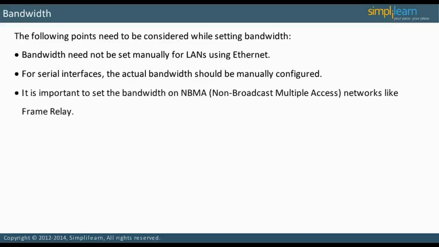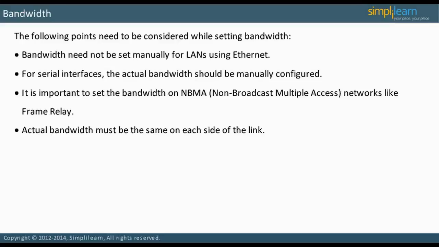It is especially important to set the bandwidth on non-broadcast multiple access NBMA networks like Frame Relay. Here, the access interface bandwidth and the PVC capacity may be different, and there may also be multiple PVCs on one interface. Actual bandwidth must be the same on each side of the link.